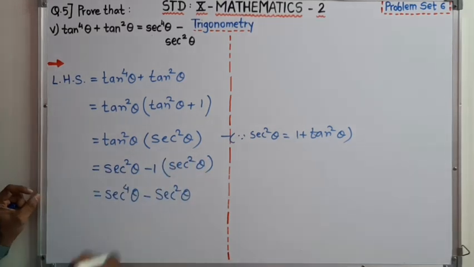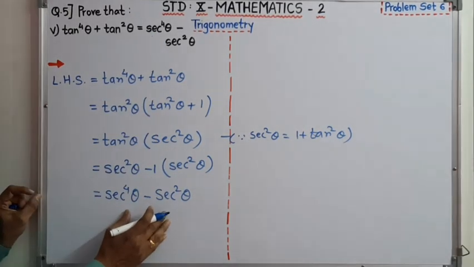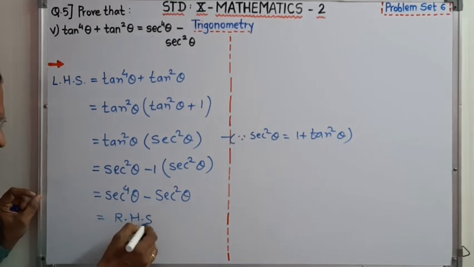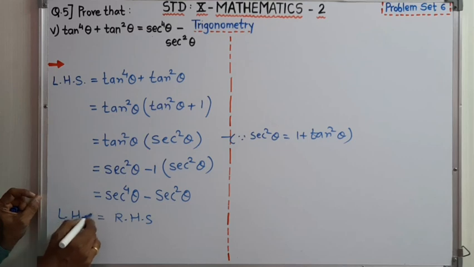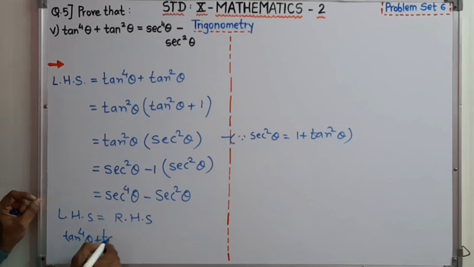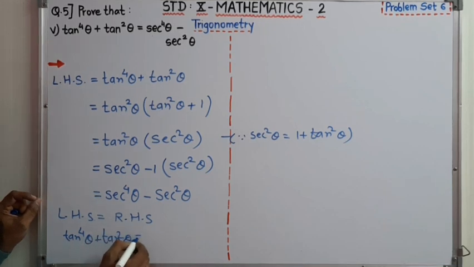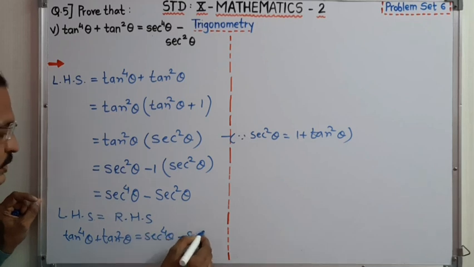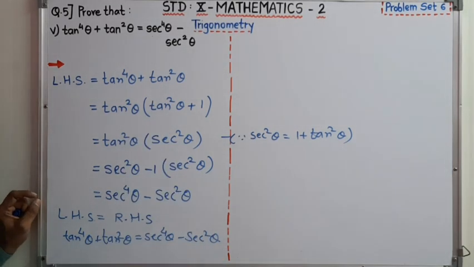Like this, dear student, we got the left hand side is equal to RHS. This is our RHS. Therefore left hand side is equal to RHS. We write here tan raised to 4 theta plus tan square theta is equal to sec raised to 4 theta minus sec square theta.